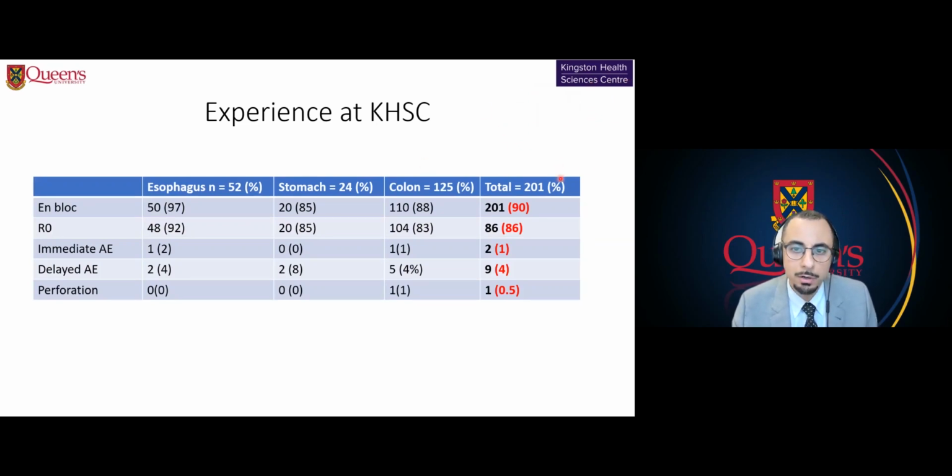And overall, our results have been fairly good, with a good en bloc resection rate of about 90%, and an R0, so a complete histologically clear specimen in terms of any carcinoma, vertical and lateral, of about 86%. We've had a few adverse events in terms of immediate perforations, which we were able to manage endoscopically. We've had a couple of delayed bleeds, but no delayed perforations. And as I mentioned, the single perforation, which we were able to manage endoscopically.